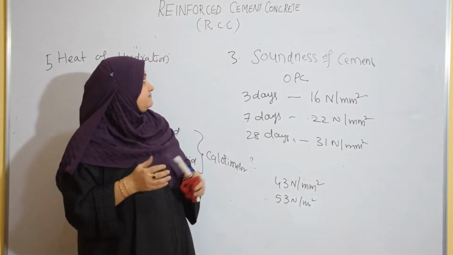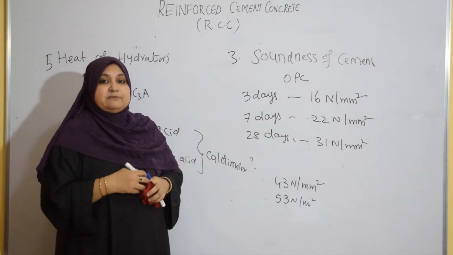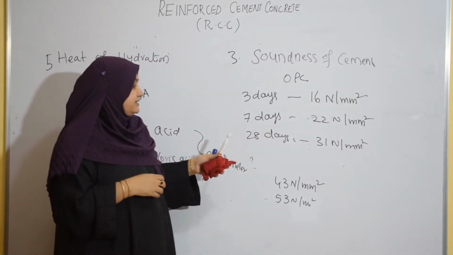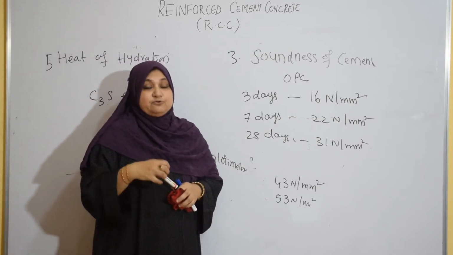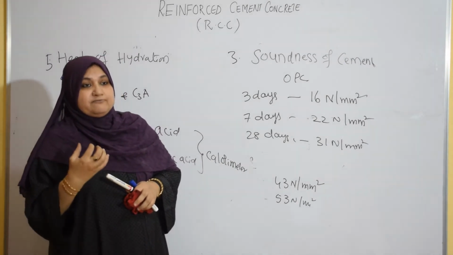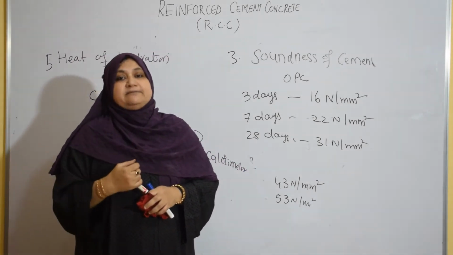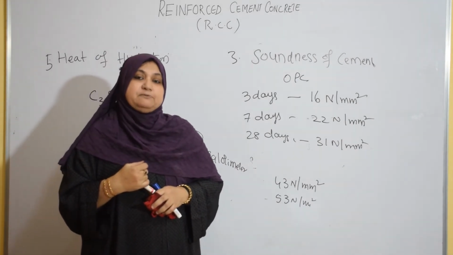Then third was soundness of cement, undesirable expansion due to the available free lime. If you restrict the content of magnesium oxide, and if you thoroughly mix the ingredients, or if you grind the cement finer, then soundness can be reduced. Soundness is an undesirable property.